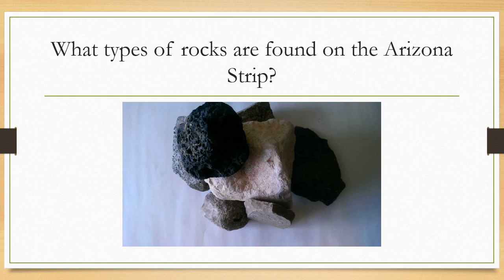The rock cycle explains how the three main types of rocks are formed. Each of these main classifications is found on the Arizona Strip. Much of the rock found here is sedimentary rock created by the forces of erosion through wind and water. There are other examples of igneous rock formed by volcanic activity. And finally, there are nearby examples of ancient metamorphic rock.